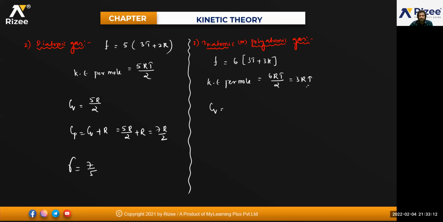So Cv will be equal to how much for me? 3R, isn't it? Cv will be equal to 3R because of du by dt. Then Cp will be equal to how much, beta? Cv plus R, that is 3R plus R. So that will become 4R. Clear? The same way gamma is equal to Cp by Cv. So that will be equal to 4R divided by 3R. R and R will get cancelled. It will be 4 by 3. So gamma value will be equal to 4 by 3.